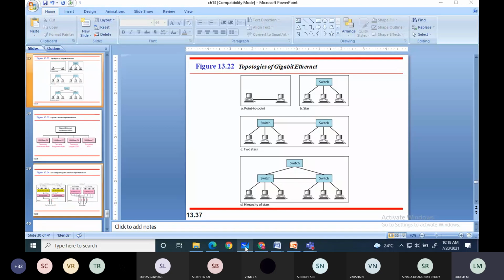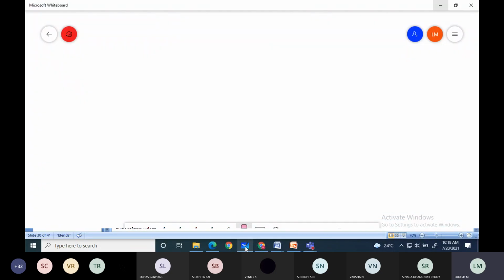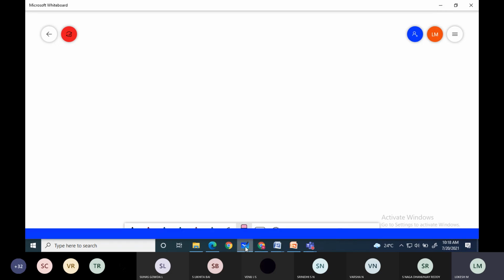Okay, first one is point to point, where one system is connected directly to the other system. Here there are no intermediate devices available, even intermediate nodes will not be present. Directly two machines or two computers will communicate with each other.